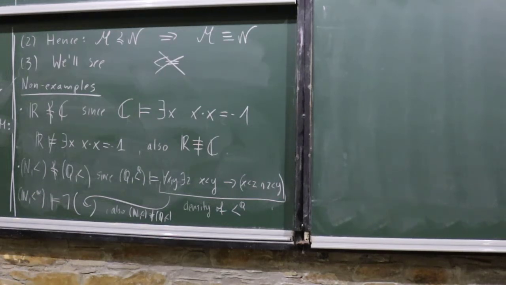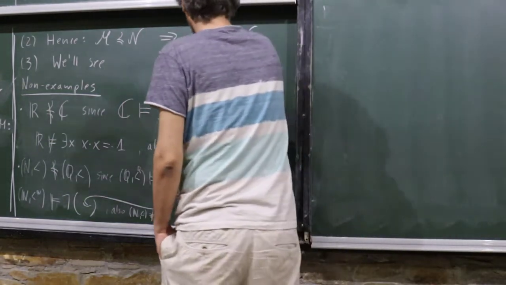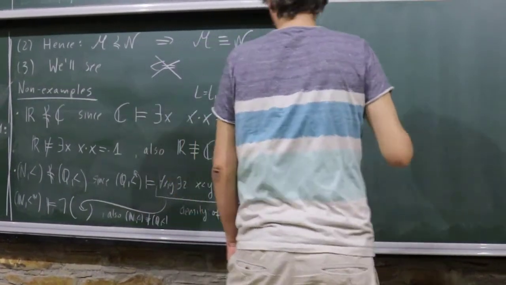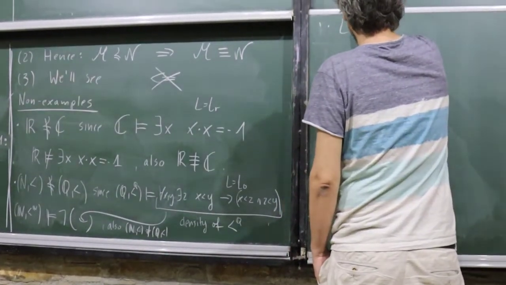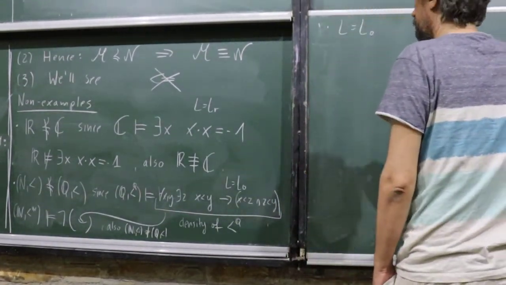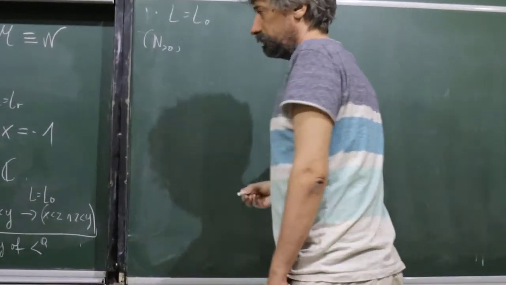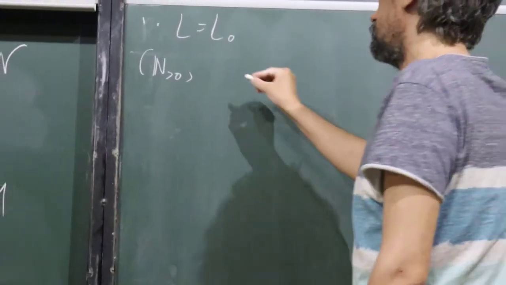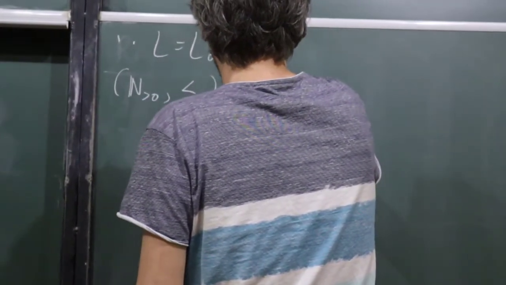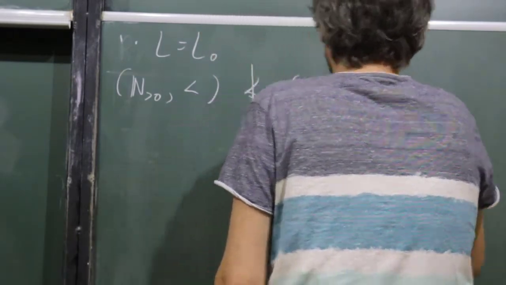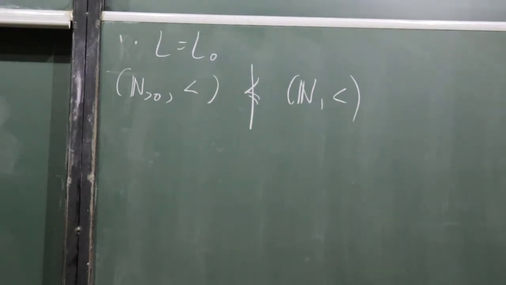And now we will see this parameter. So in the same way, of course here L was the language of rings, here L was the language of orders. Again, I'm saying that natural numbers greater than 0, for me natural numbers include 0, is not... so what is the statement? Now I will use parameter 1.